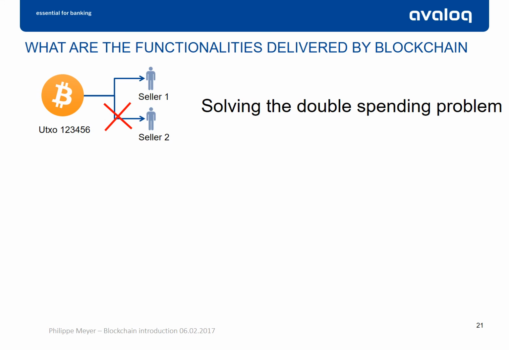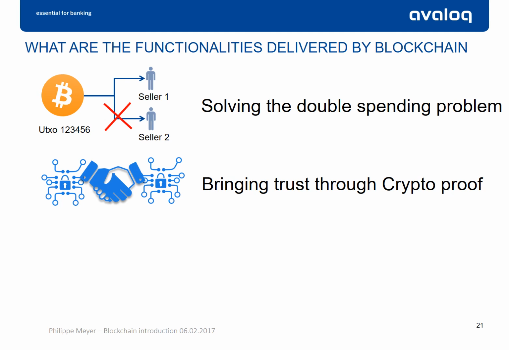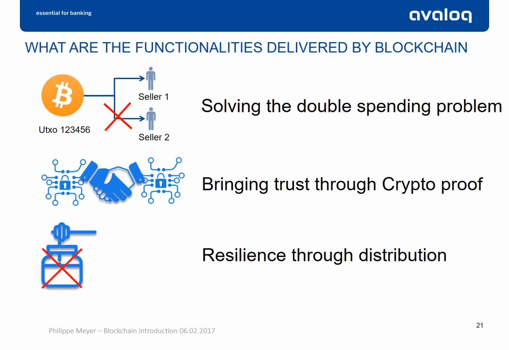In summary, blockchain delivers an infrastructure which allows counterparts to transact without trusting each other and without a middleman. The cryptographic proof is replacing the trust. It also provides a means to solve the double spending problem, ensuring that transactions are not counterfeit. Last but not least, it is a truly distributed system which provides resilience and prevents the so-called honeypot.